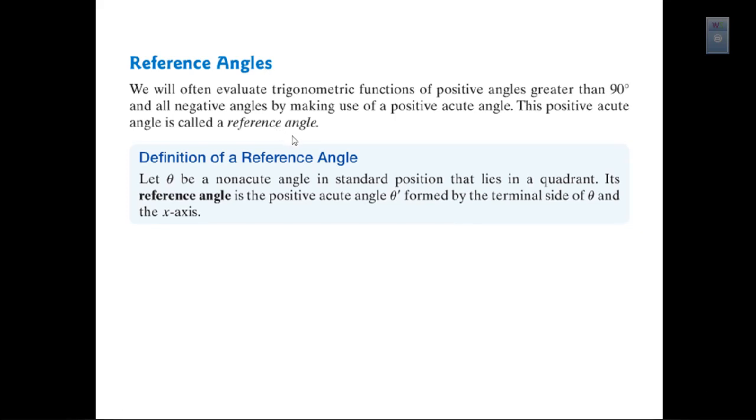We're also going to have to deal with angles that are greater than 360 or 2 pi, greater than 90 degrees, of course, and all negative angles by making use of the positive acute angle. The positive acute angle that we're going to use to find the values is called a reference angle. So what we're doing is taking the angle formed by the terminal side and the closest x-axis. That's going to be your reference angle. And once you know what the reference angle is, you know what the sine and the cosine, or the x and the y value are.